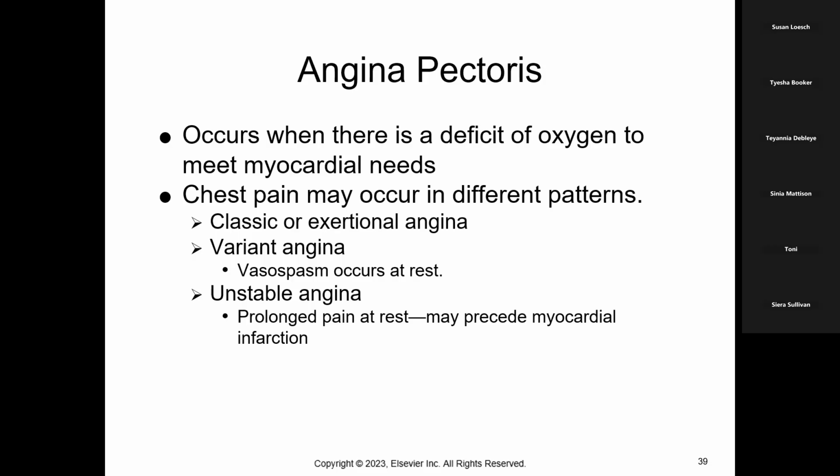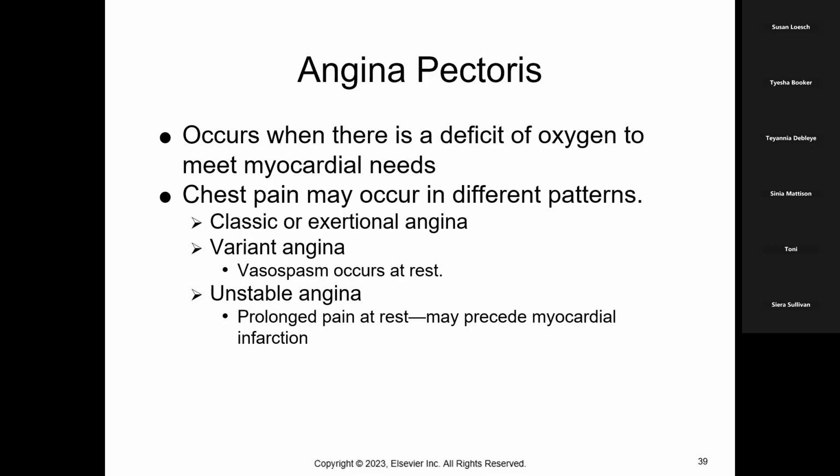Variant is when they have these vasospasms at rest. The problem with the vasospasm is it's a spasm, so it can prevent the blood and the oxygen from getting there. And if they had them back to back, this could cause an MI. Unstable is dangerous. This is prolonged pain at rest, and a lot of times this happens before an MI.